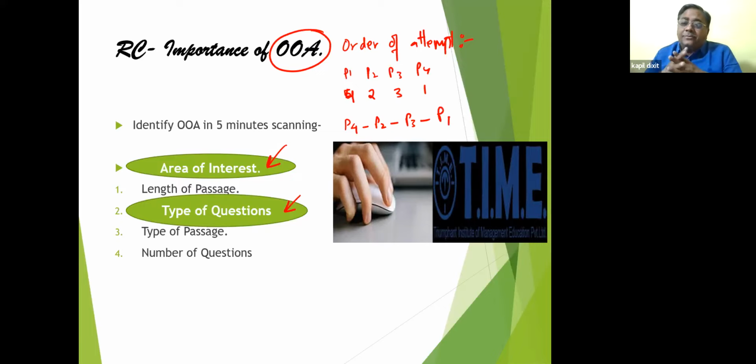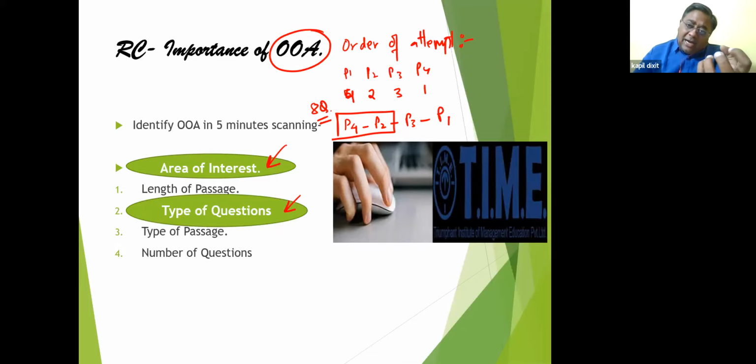Advantage of order of attempt. Suppose I have decided that I am not a very strong reader and my RC is not very good. In that case, I have decided I'll be attempting 2 passages, which will give me 8 questions. Now, which 2 passages will I attempt? I'll attempt only those 2 passages in which I'm strong. How would I identify that I'm strong in these 2 passages? So when I'm scanning these passages in 5 minutes, I'm trying to draw an order based on my area of interest and based on the type of questions that I get.